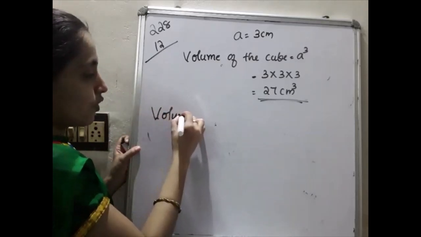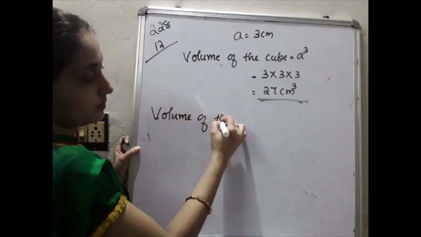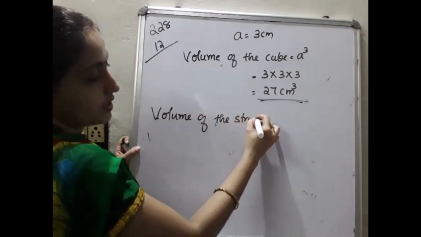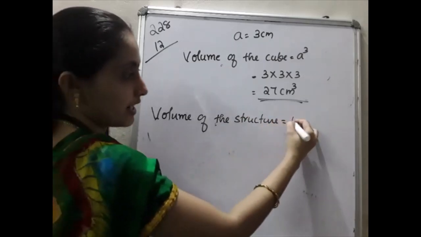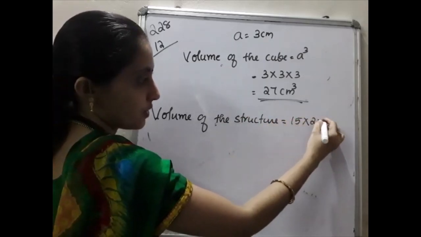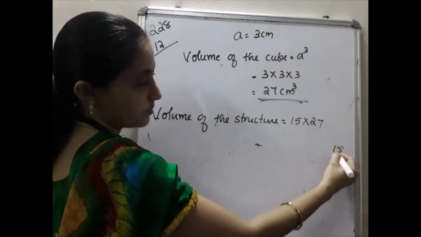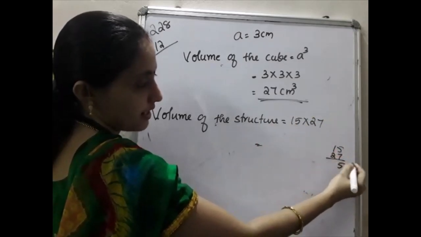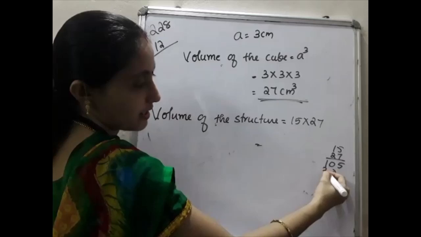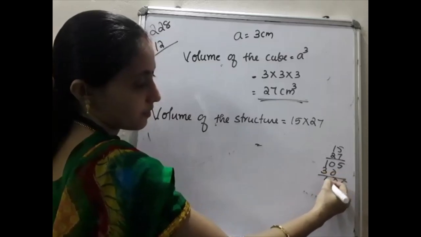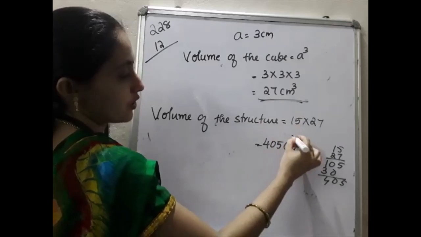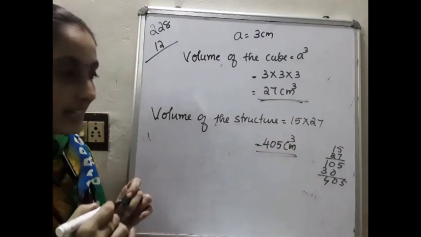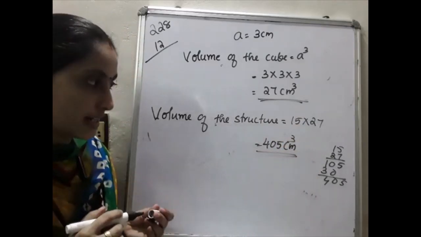Volume of the structure will be equal to the number of cubes, 15, into 27. Please find out: 3 times 10, 0 remainder 1. That is 405 centimeter cube. 405 centimeter cube is our answer.